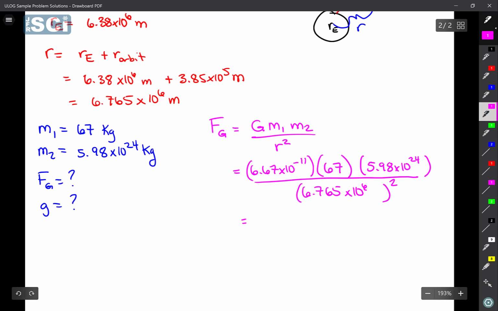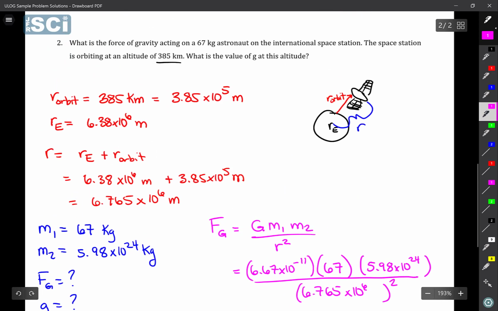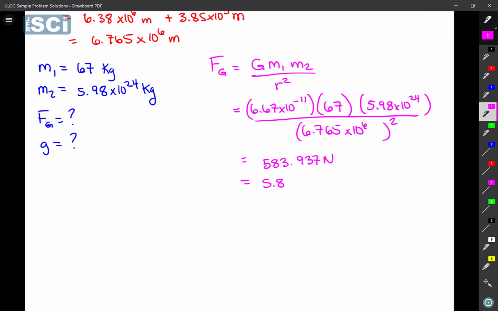If we calculate that out, we get that it's 583.937 newtons, or 5.8. How many sig figs do I have? 2, because of the mass. 5.8 times 10 to the 2 newtons.